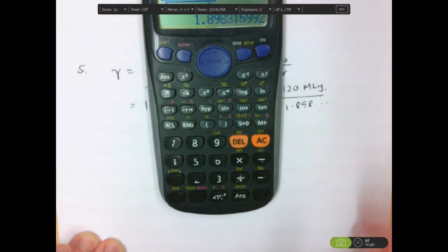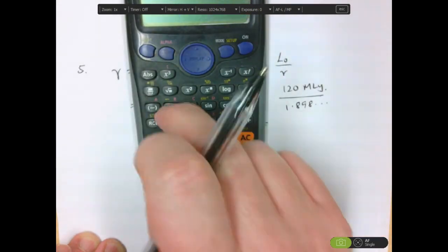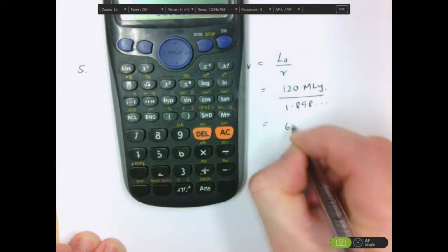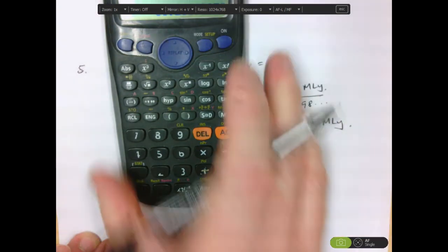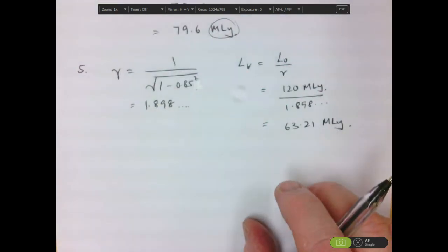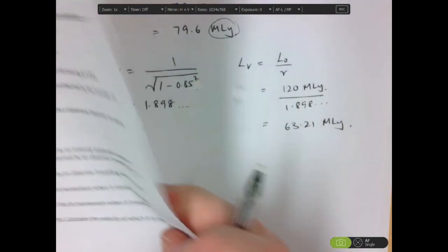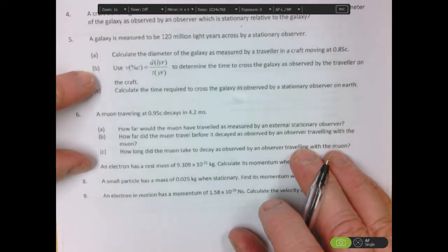We would get 120 over the answer there, 63.21 million light years. Okay, right here, so that's A. Now, let's work out the time needed to cross the galaxy.